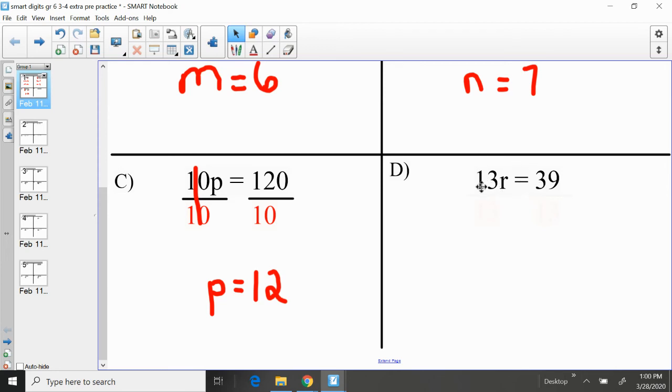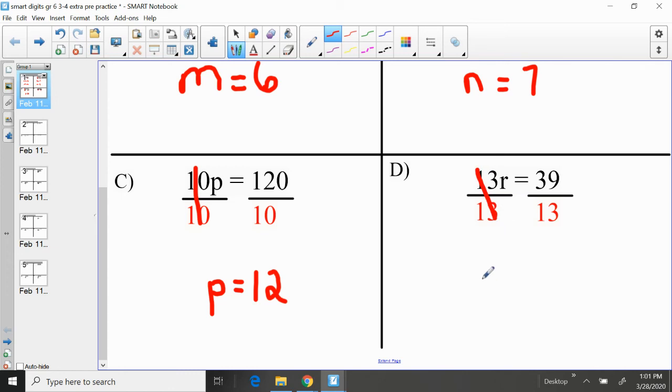13r equals 39. 13 times what number equals 39? All right, and we're going to do the opposite of multiply. We're going to divide by this 13 because it's attached to the r. Divide by 13, divide by 13. All right, so what happens to these 13s? You said they cancel out. Man, you're smart. They cancel out.